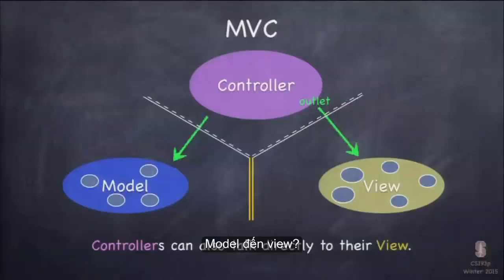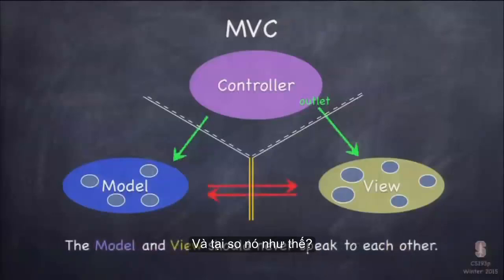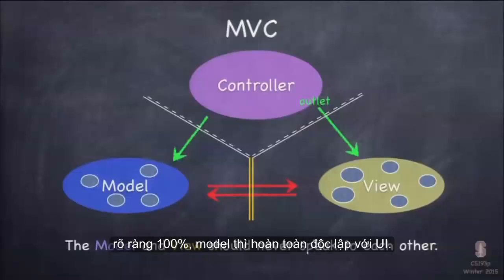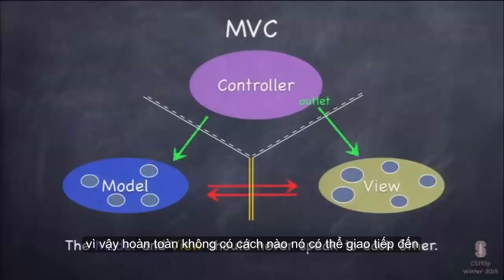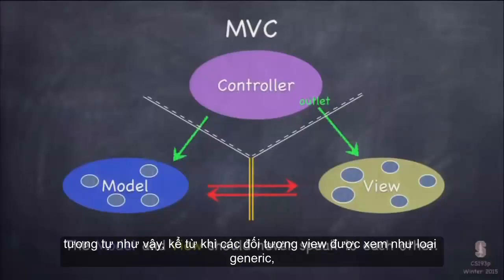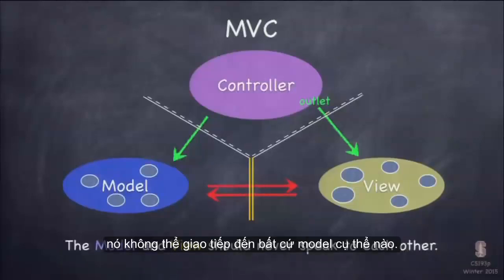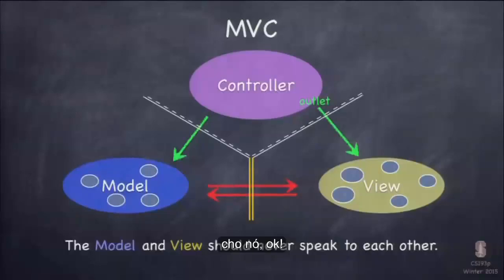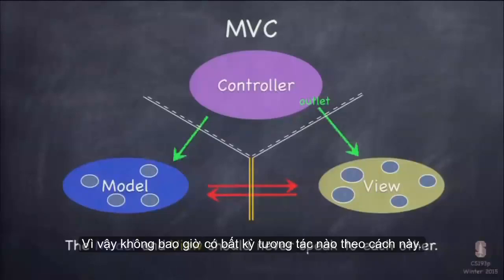What about this communication? Model to view? Never. And why is that? 100% obvious. The model is completely UI independent. So there's absolutely no way it could talk to a view object or anyone in that camp, because the view objects are fundamentally UI objects. They're kind of generic, but they're still fundamentally UI objects. Similarly, since the view objects are kind of generic, they can't be talking to any specific model. They need a controller to interpret a model for them. Okay? So there's never any communication this way.